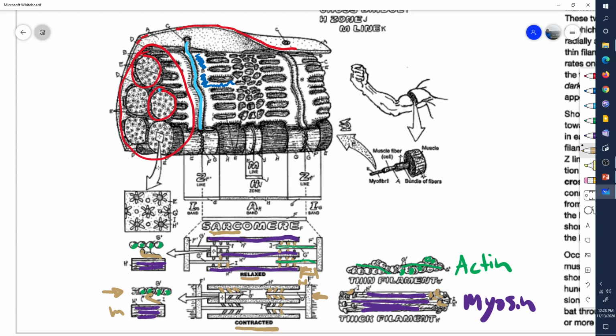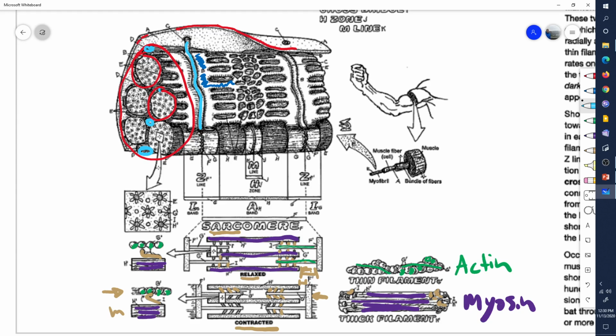So I know this page is very busy. It's got a lot going on, but these are the basics of muscle contraction that you need to know. Difficult to see on this drawing are the mitochondria. It's hard to tell where they are exactly, but in between these myofibrils are mitochondria. And do you recall what mitochondria are responsible for?